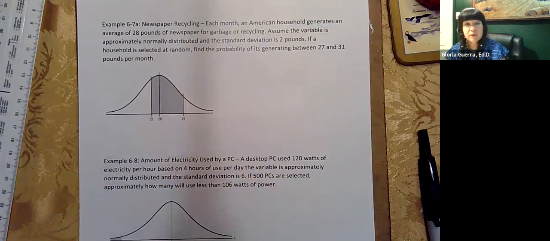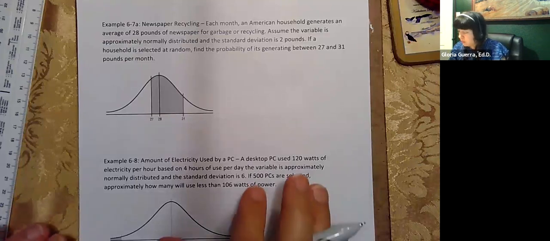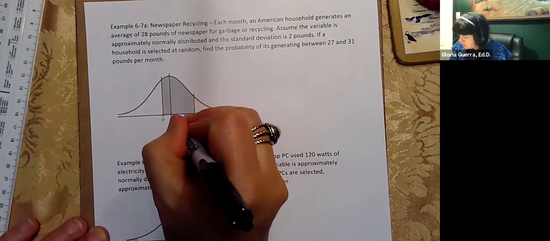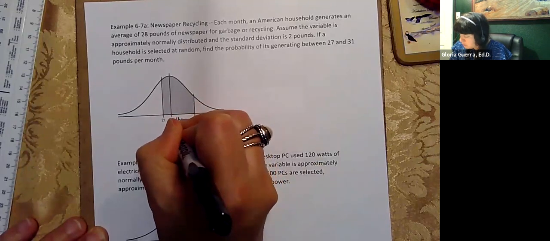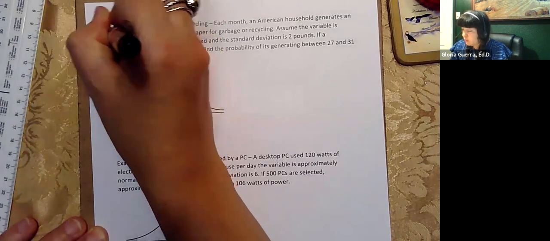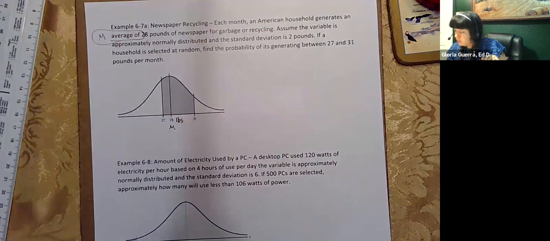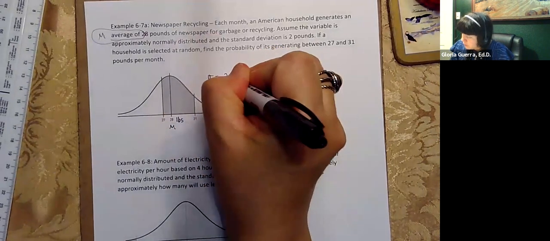newspaper recycling, that each month an American household generates an average, see, there's your mean, of 28 pounds of newspaper for garbage or recycling. So this is 28 and this is pounds. And this is your mu, because it says that's your average, so it's a keyword. Assume the variable is approximately normally distributed and the standard deviation is 2 pounds.